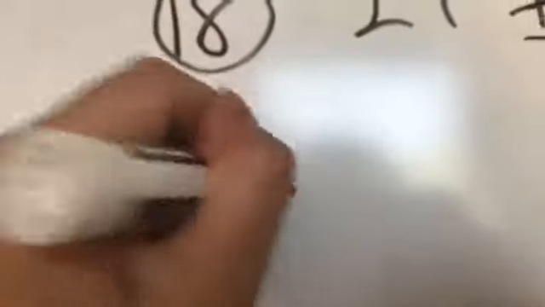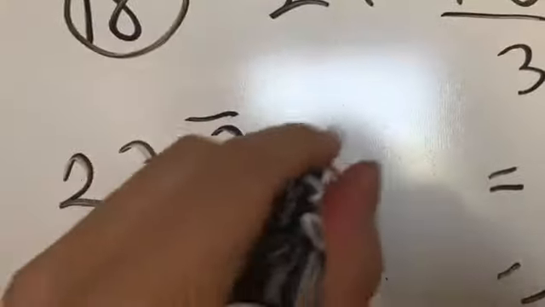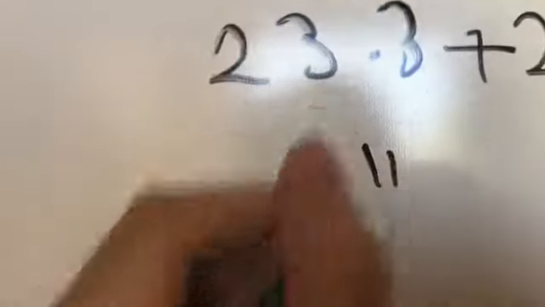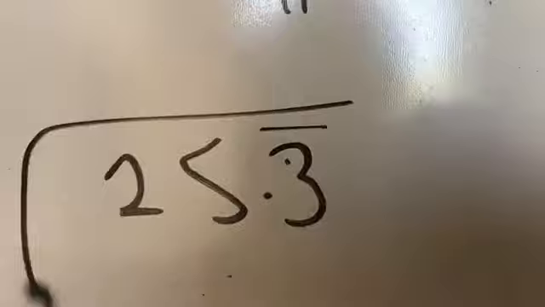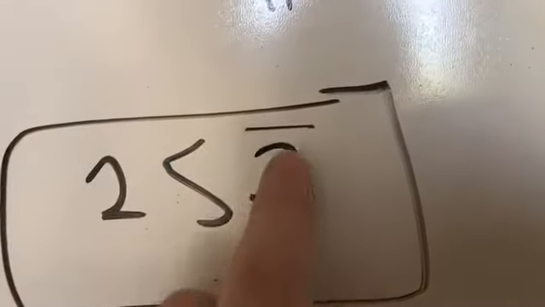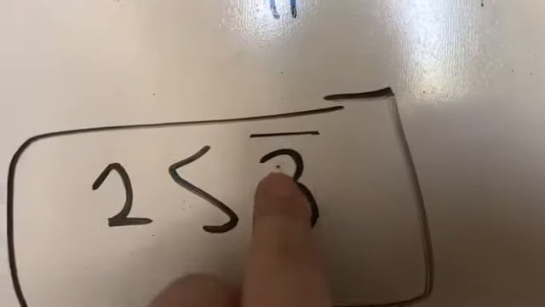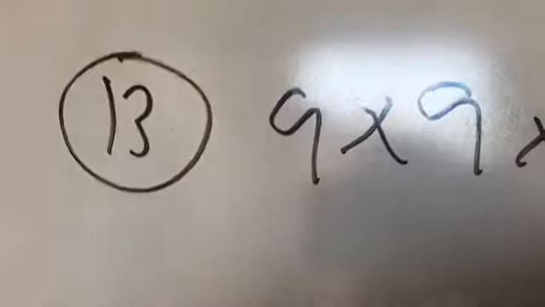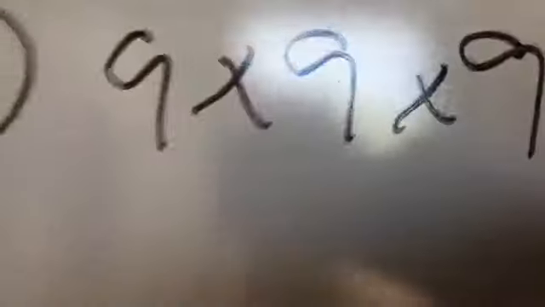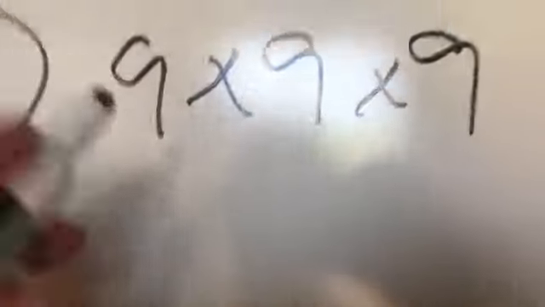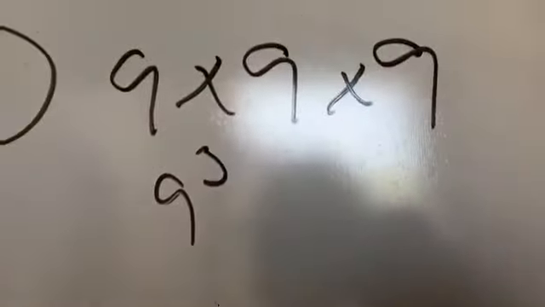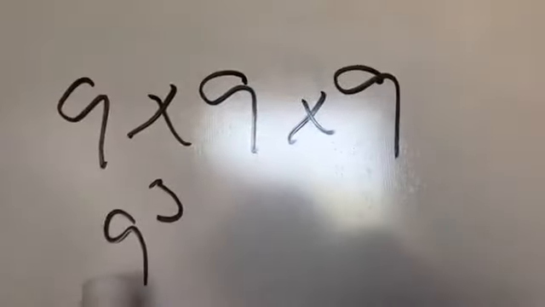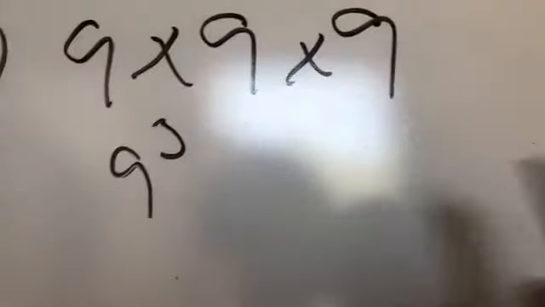And if you put that together with 2, then that would equal 25.3 with the repeating symbol. Another question we can do is 9 times 9 times 9, and this is pretty repeating. Another way we can show this is 9 to the power of 3, because 9 to the power of 3 is 9 times 9 times 9.